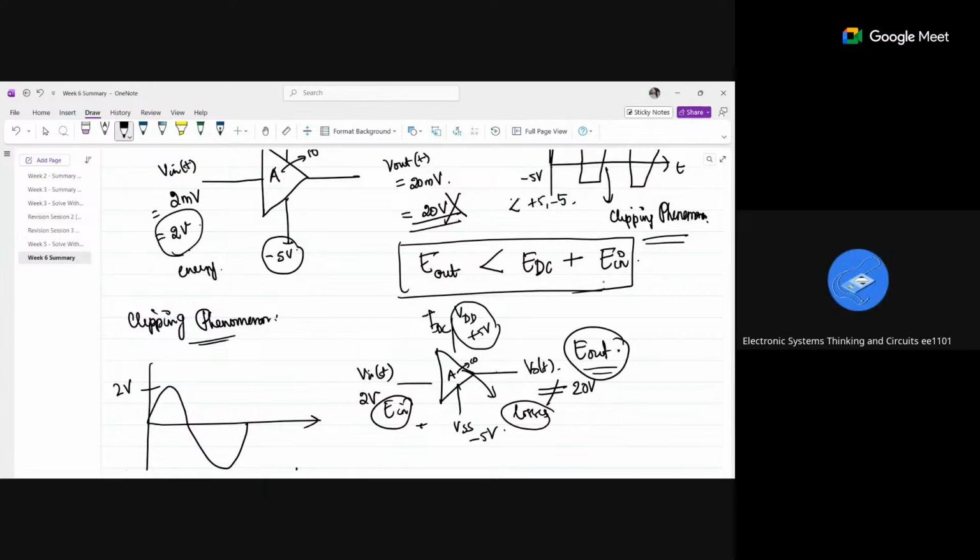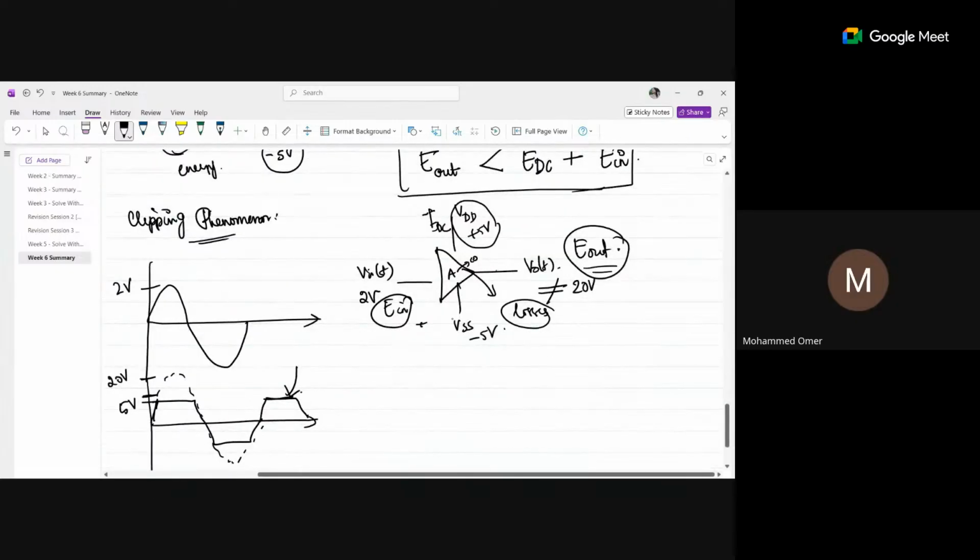If we are getting 20 volt in the output, but we are only providing 7 volt, then suddenly we have 13 volt extra coming from nowhere. That should not be possible. It breaks the energy conservation law. So it cannot be 20 volt because of that.